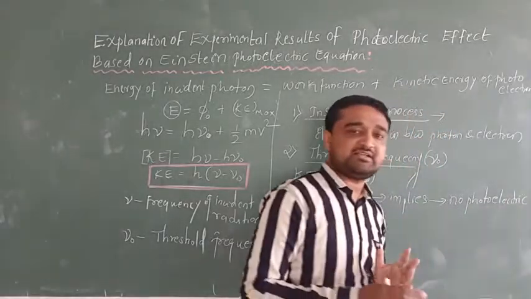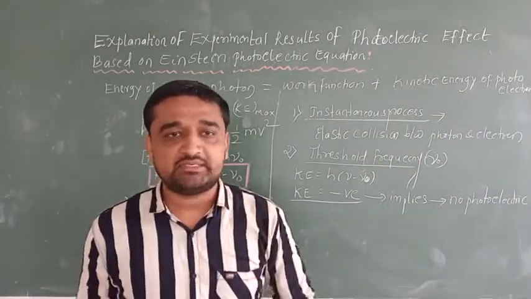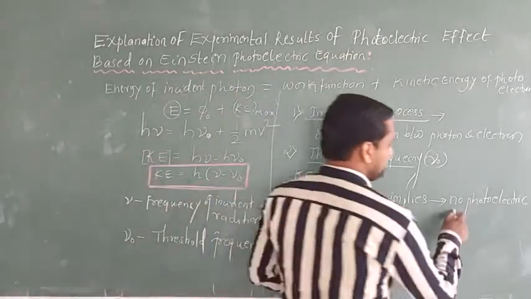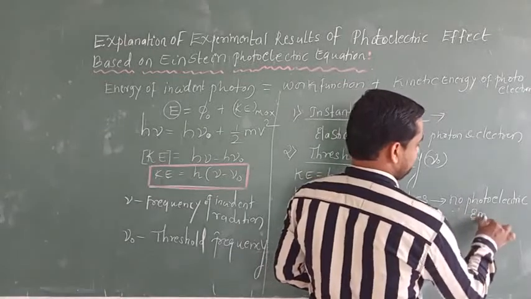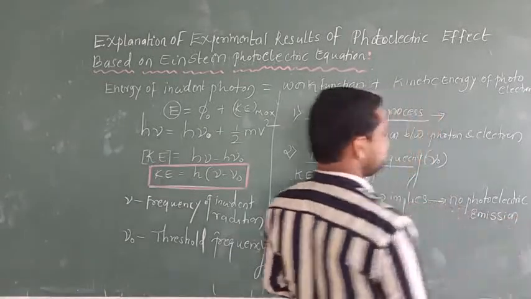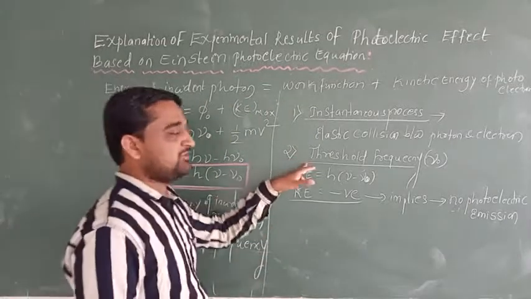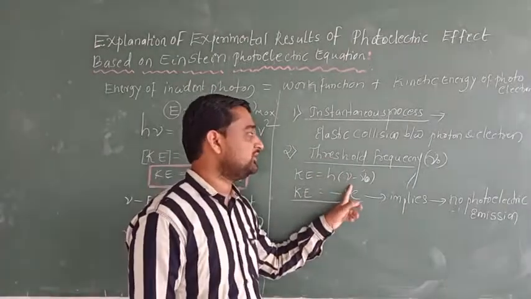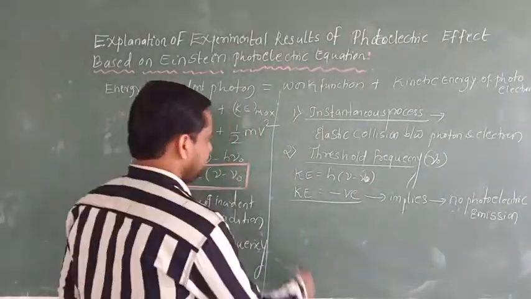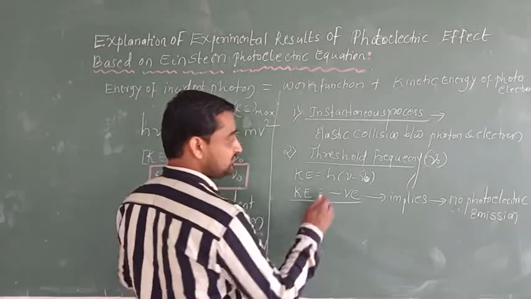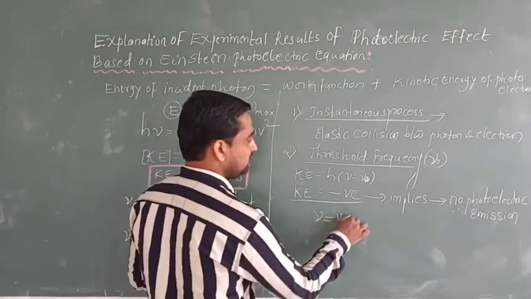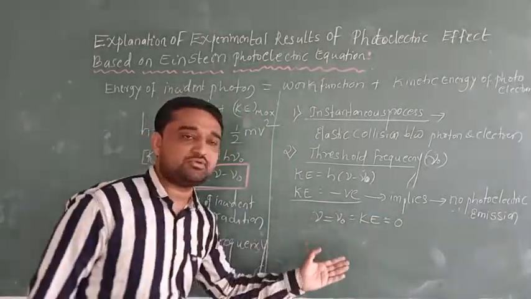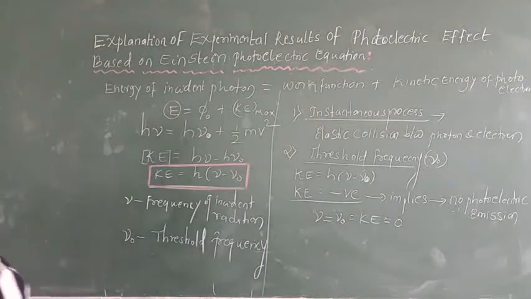So only for positive kinetic energy is photoelectric emission possible. The electron will be ejected from the metal surface with velocity v. Otherwise, no photoelectric emission. So this is the explanation for why the threshold frequency is required for photoelectric emission. Nu must be greater than nu naught. And if nu is equal to nu naught, then kinetic energy is equal to 0.